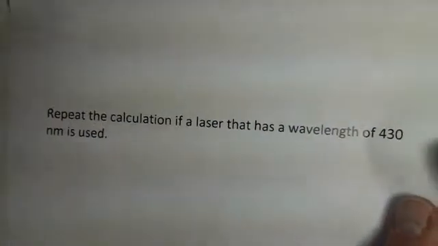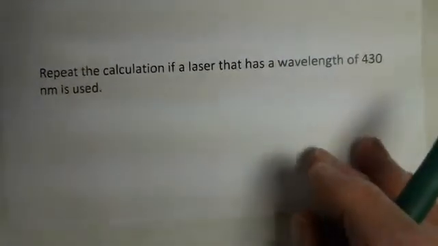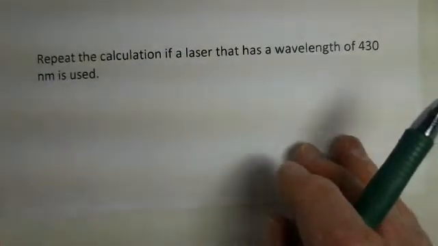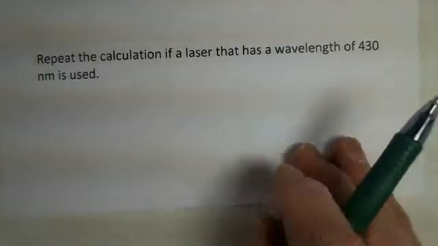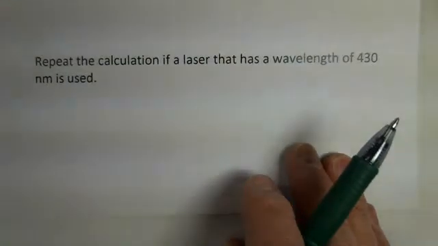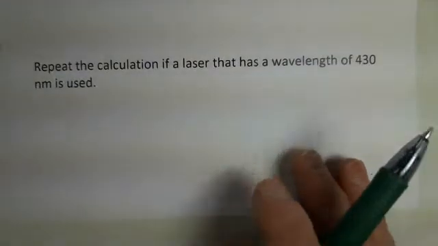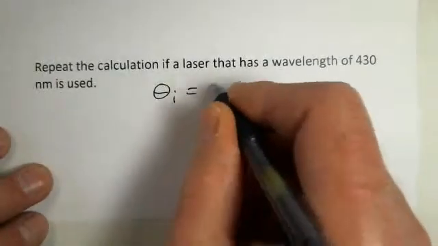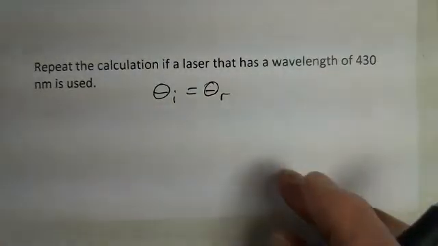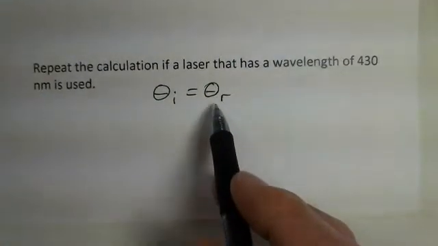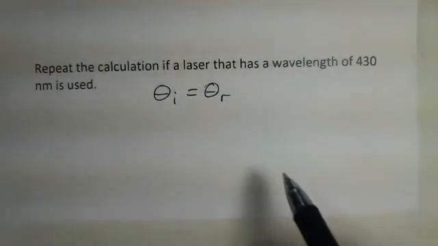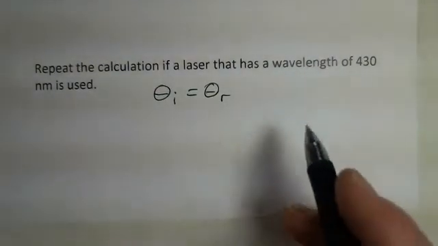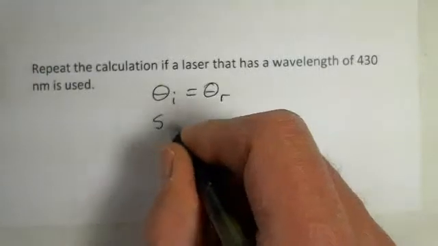So that's a calculation. That maybe was with yellow light, some middle of the road light, red light, what have you. What happens if we change the wavelength of the incoming light to 430 nanometers? I'll notice this law of reflection. How does the wavelength of the light affect the reflected angle? There is no dependence on the reflected angle, so we get the same result.